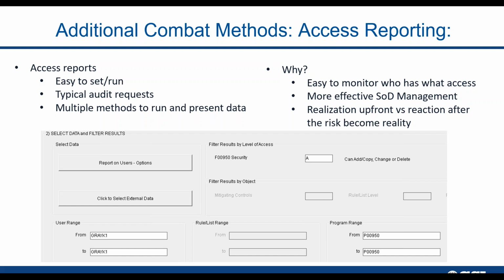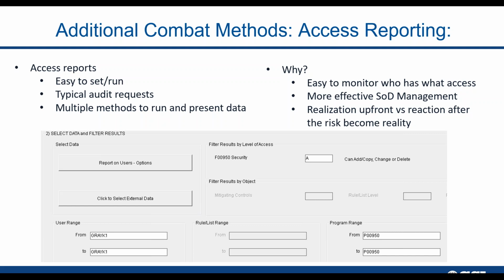So for this instance, we're going to say that the auditors wanted to know, does K-Gray, well actually I left both of those in there, does any user, so if I were to take out the user range Gray K1 and just have the program range of P00950 in there, and kick off the report, it would show me everyone in the system that can add, change, delete, because you can see the A up there, into program P00950, which is the security workbench. That would definitely be a highly censored and watched program, as you don't want too many of your users, or really any of your end users, logging in and being able to change security records.